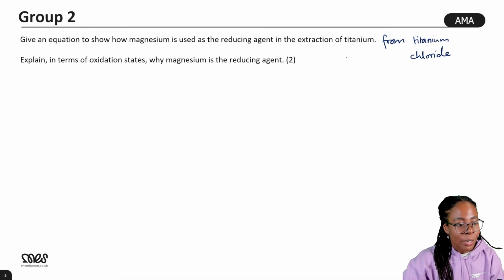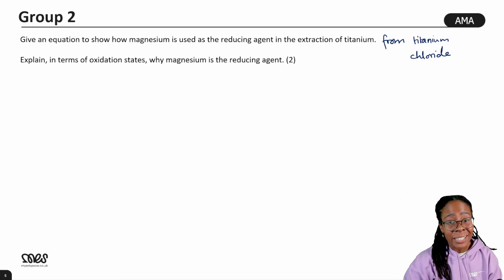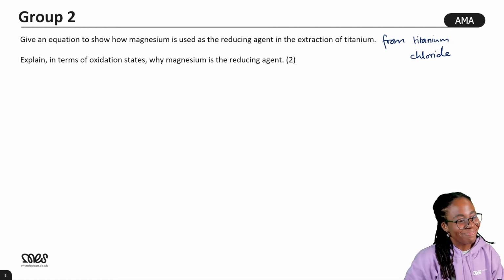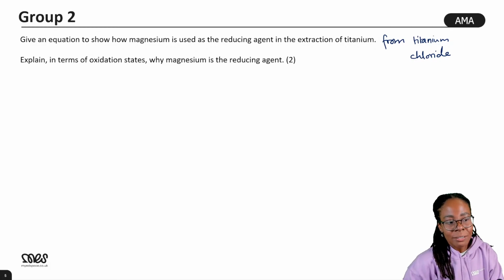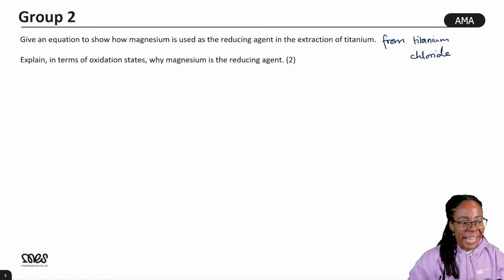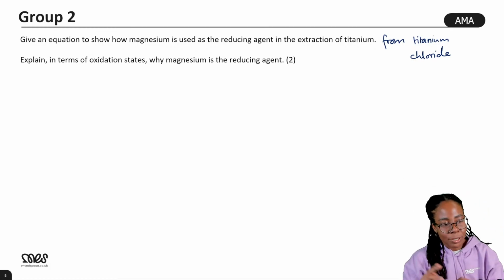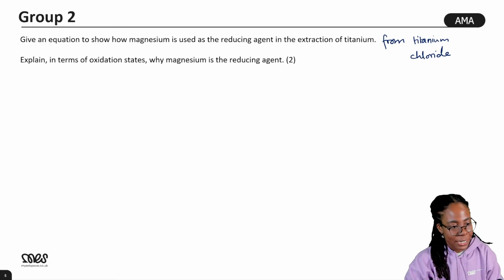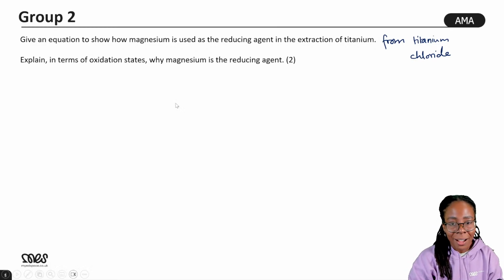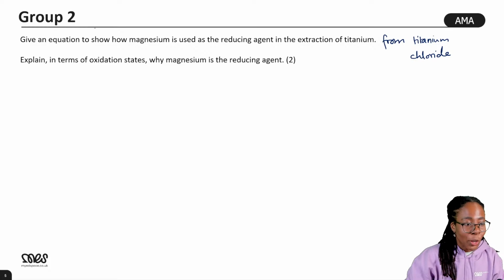So, for magnesium hydroxide, the state symbol would be questionable. I'd say we can say solid, okay, but magnesium hydroxide, we say it's sparingly soluble. But we can still say, let's say solid, depending on where we are. Okay, so we have magnesium reacting with titanium chloride.